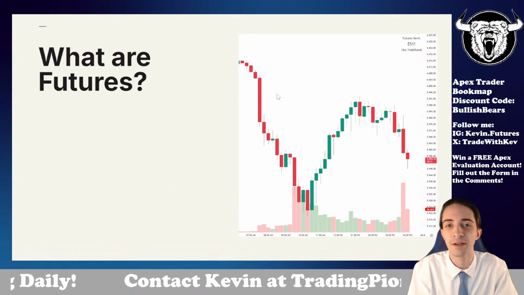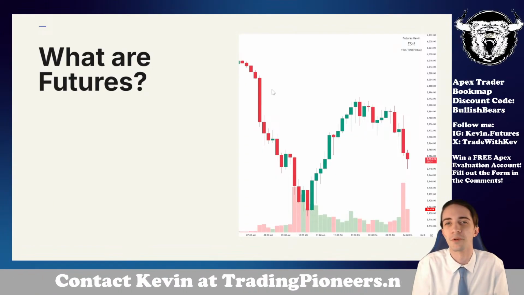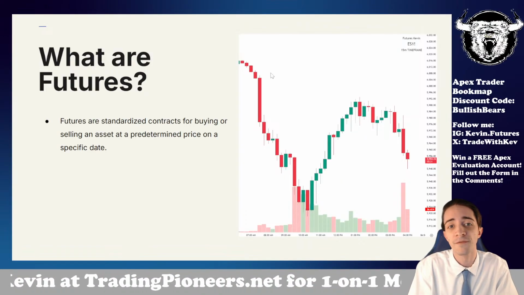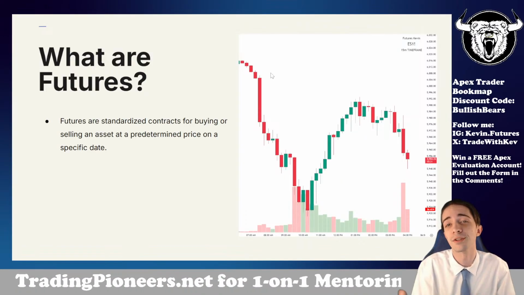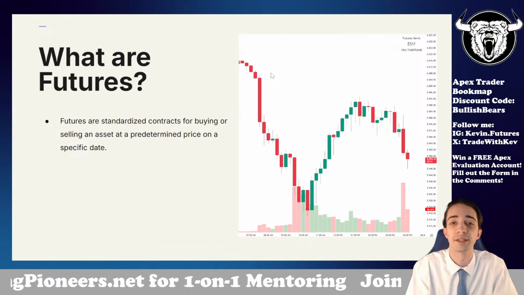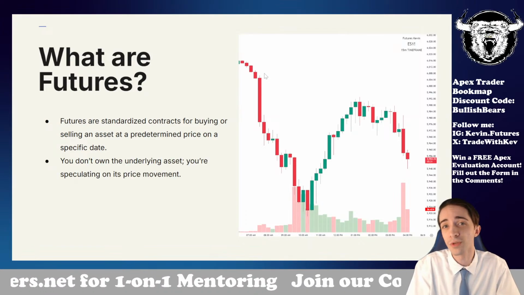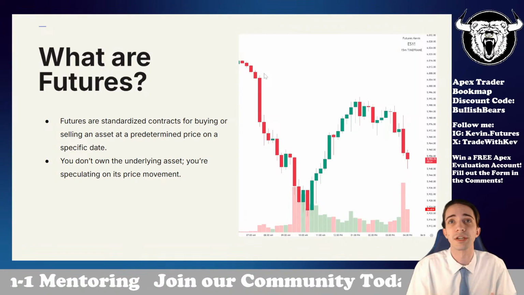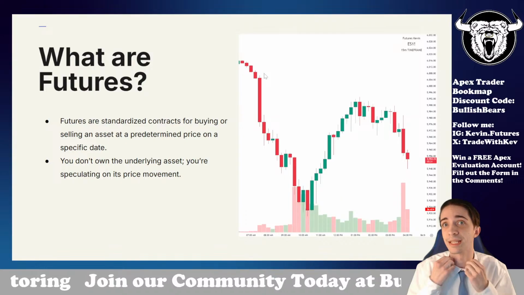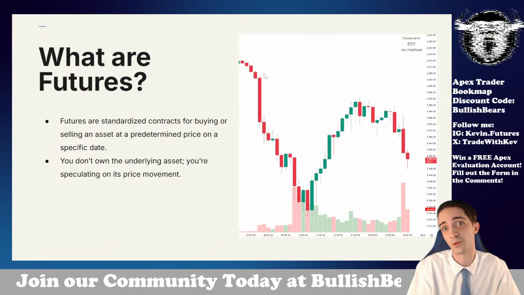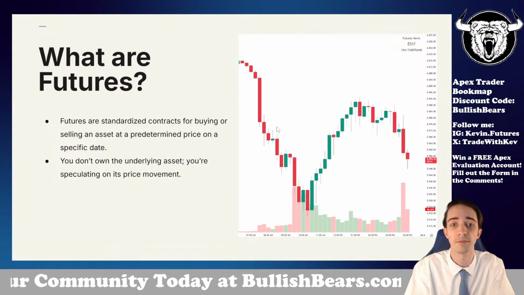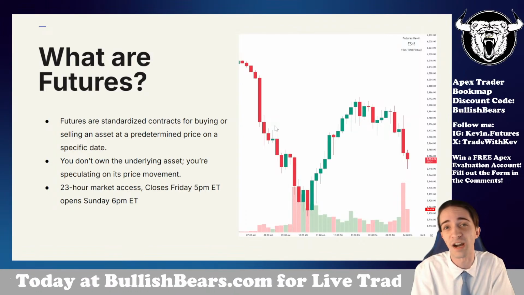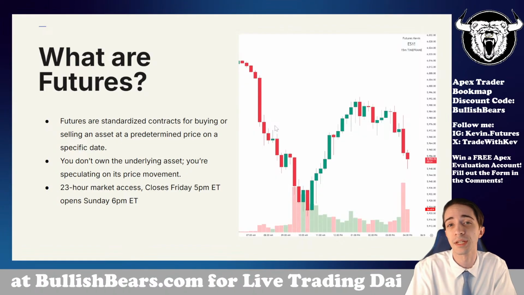Let's begin. So let's get started with what are futures. For anybody who's getting into futures, maybe we're trading stocks or options at some point, futures are standardized contracts for buying or selling an asset at a predetermined price on a specific date. So we're not owning the asset like we would something like stocks or options. We're just sort of speculating on price movement. If we're bullish on, say, the ES, we'll want to be in longs. If we're bearish, we'll want to be in shorts or a sell position. There's 23-hour market access. Markets close Friday at 5 p.m. Eastern and reopens Sunday at 6 p.m.